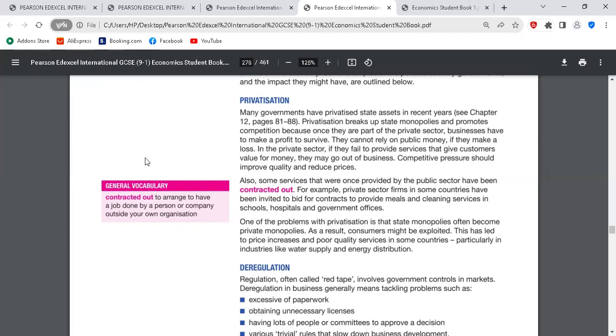Privatization is good because it increases competition. And when competition is increased, the pressure of competition will improve quality and reduce price. But most of the time, privatization will also bring about monopoly, because government might give it out to just one private firm. That is a private monopoly. Private monopoly will bring about increasing prices and poor quality.